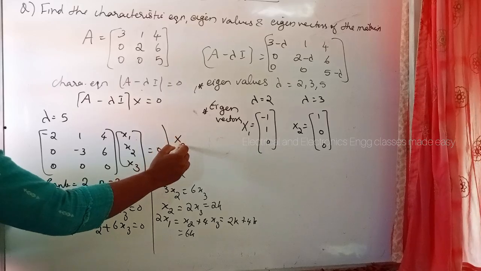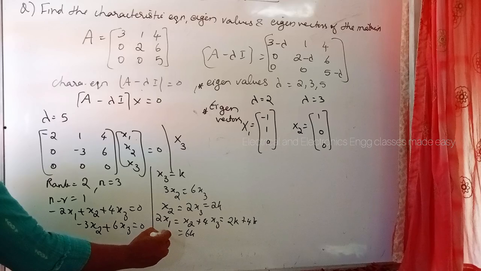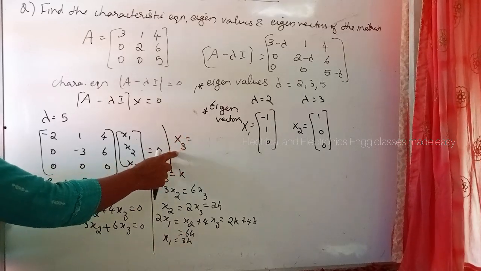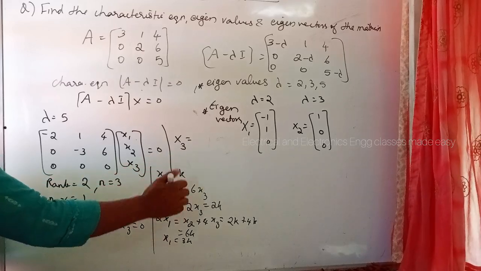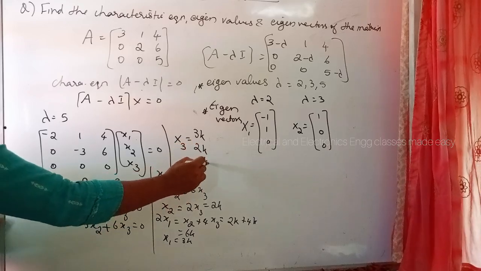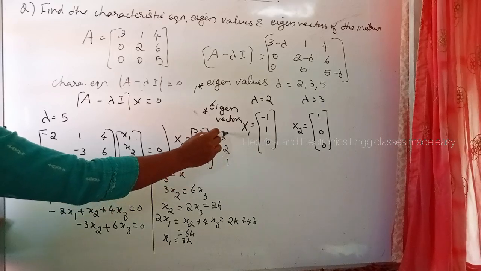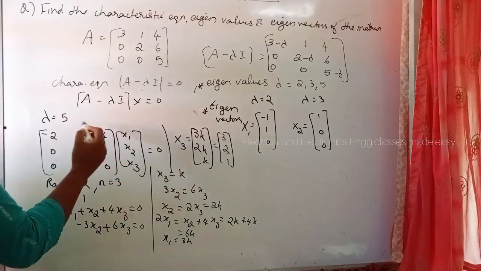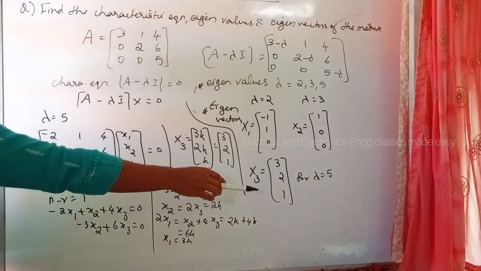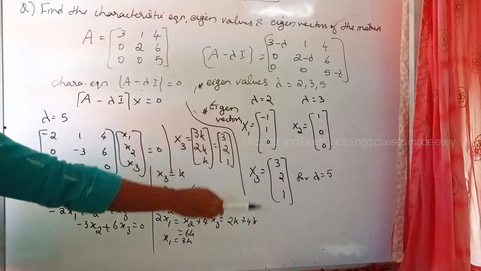So what is the eigenvector? This is 2x1, so x1 is equal to 3k. So the eigenvector x3 is equal to 3k, 2k, k. And if k is equal to 1, we can write 3, 2, 1. So this is the eigenvector corresponding to lambda equal to 5. So x3 equal to 3, 2, 1 for lambda equal to 5. So these are the eigenvalues and eigenvectors corresponding to these eigenvalues.